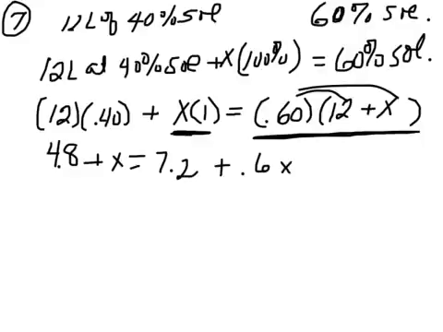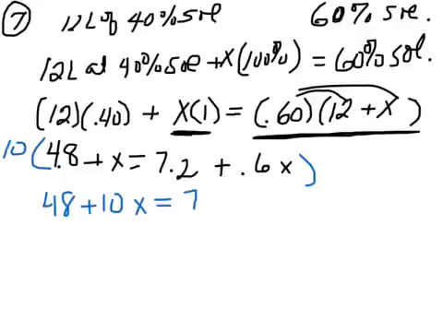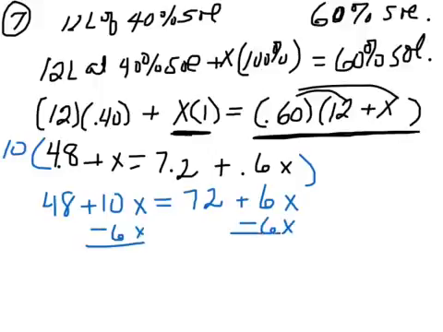Now, if I don't like all these decimals, I can get rid of them. What if I went through and I multiplied every single one of these numbers by 10 on both sides? Wouldn't that just move the decimal place over 1 digit? That would make it 48 plus 10X equals 72 plus 6X. Now, if I want to get all my X's together, we can move our X's over here. And we get 48 plus 4X is equal to 72.